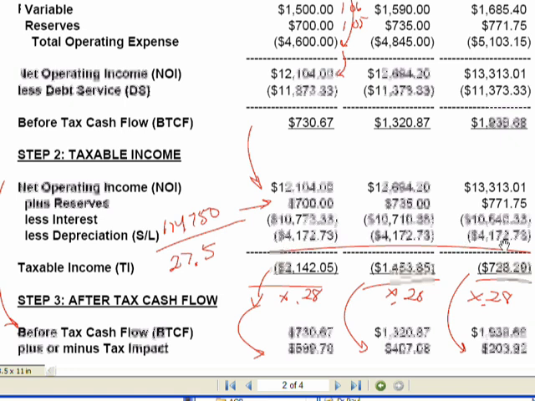It doesn't change from year to year. It's the same. So what you can do is just plug in 4,172 for each year, 1, 2, and 3, and that's our depreciation deduction.